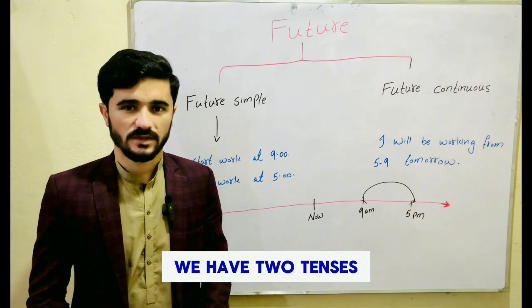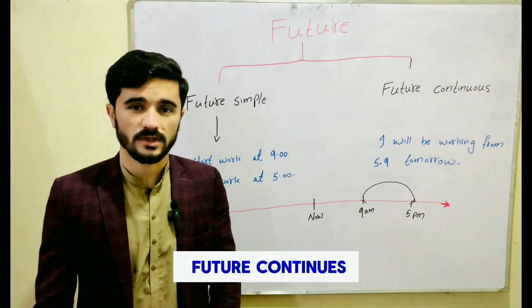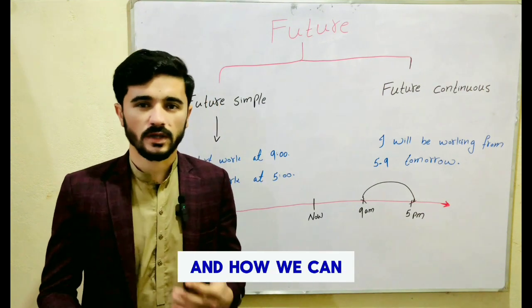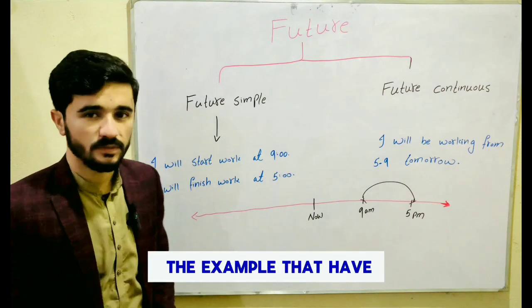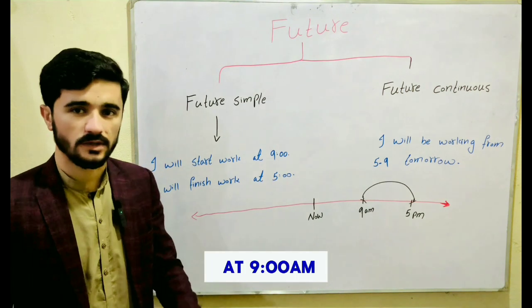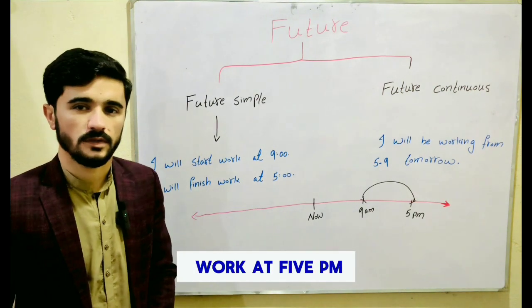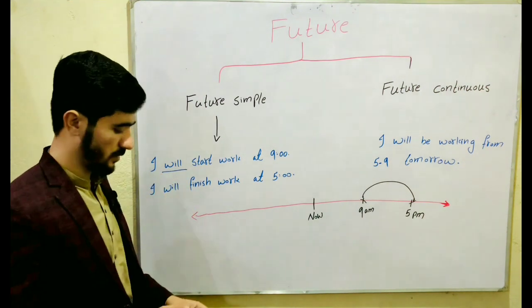Let's talk about the future continuous tense. We have two tenses, you all know that. One is simple future and the other is future continuous. So how can we use simple future and how can we use future continuous? If we look at the example, like "I will start work at 9 a.m. and I will finish work at 5 p.m." So the will is simple future.